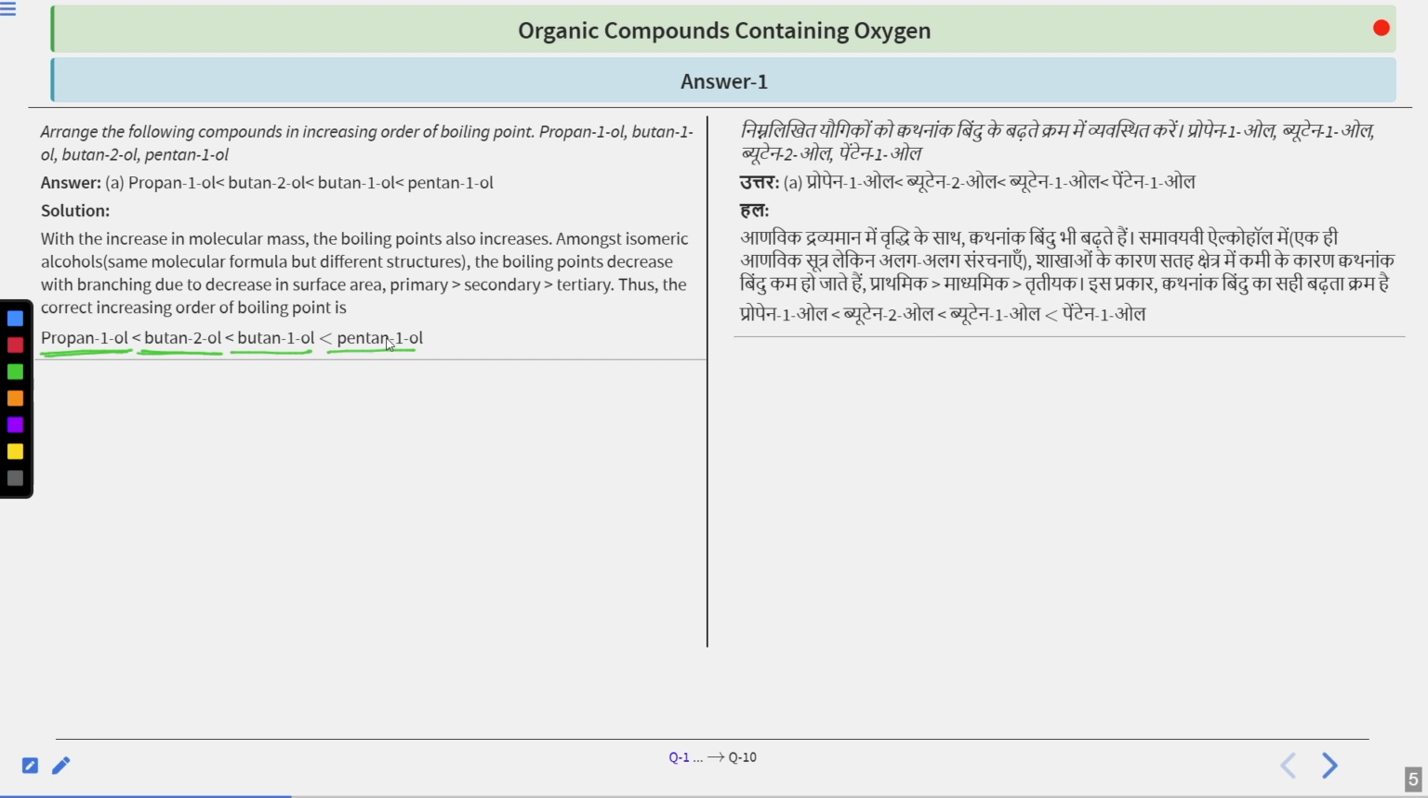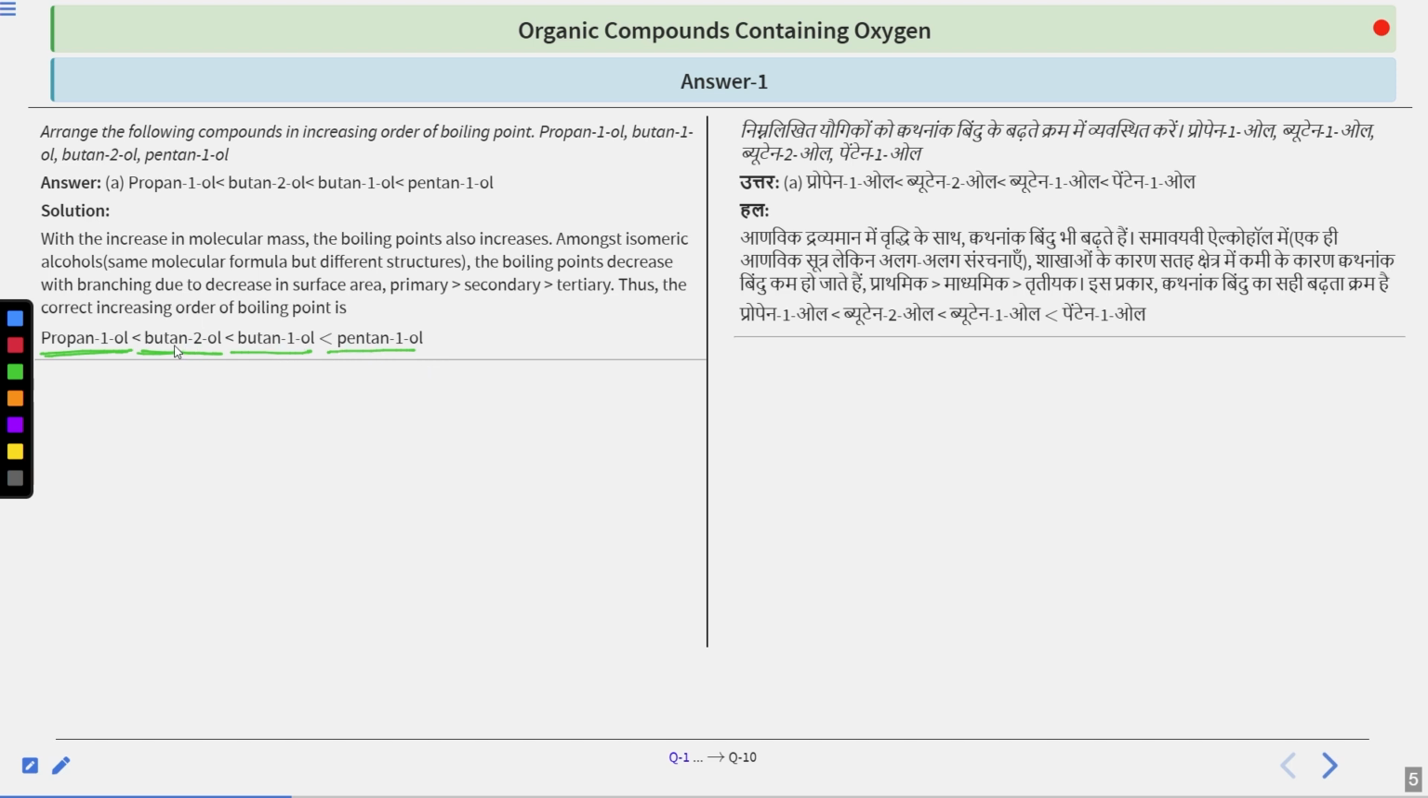Basically, the higher the carbon number and the more linear the chain, the higher the boiling point will be. Pentane 1-ol: pentane means 5 carbons, and it is a single carbon chain, with no branching present. At the first position, we have the OH group, hydroxyl group. In butane 1-ol, there are 4 carbons, and at the first position we have the OH group attached. From these two, pentane 1-ol obviously has the higher boiling point as the number of carbons in the single chain is higher than butane 1-ol.